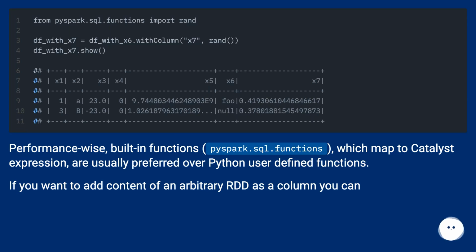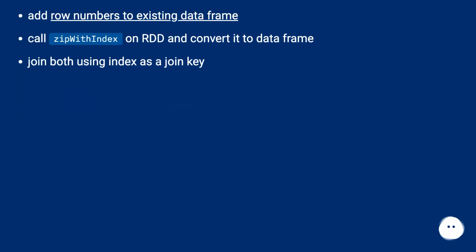Performance-wise, built-in functions, pyspark.sql.functions, which map to Catalyst expressions, are usually preferred over Python user-defined functions. If you want to add the content of an arbitrary RDD as a column, you can add row numbers to an existing data frame, call zipWithIndex on the RDD and convert it to a data frame, then join both using the index as a join key.